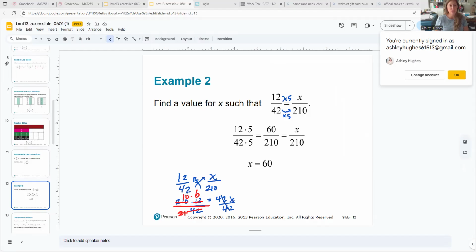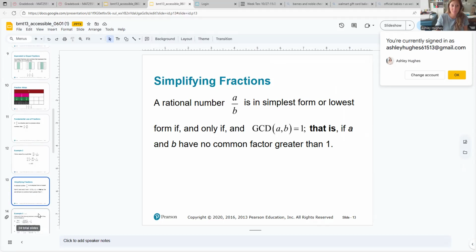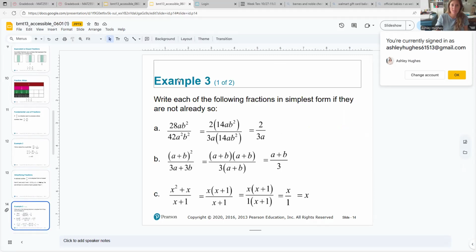And so what do I have left on top? 10 times 6, which is 60. So that's just another way of solving that problem, reducing by factors. It's in simplest form if the GCD is 1. Now this is simplifying in terms of exponents.